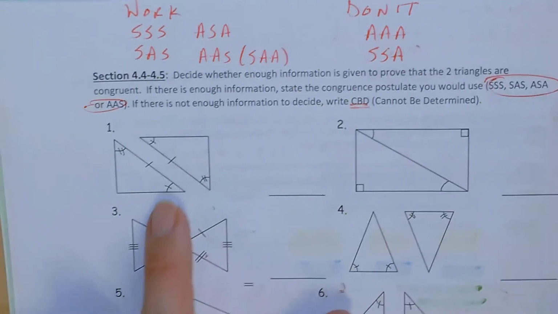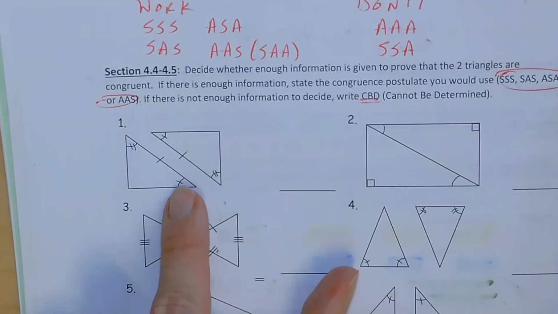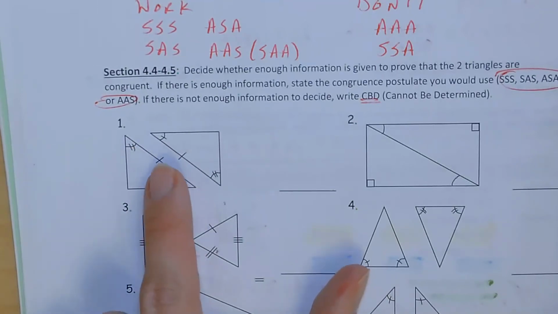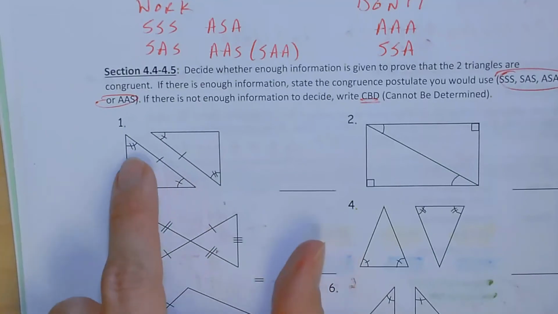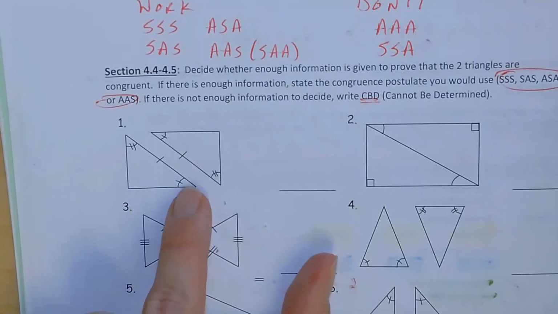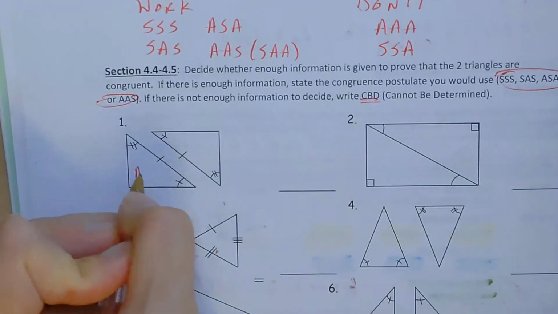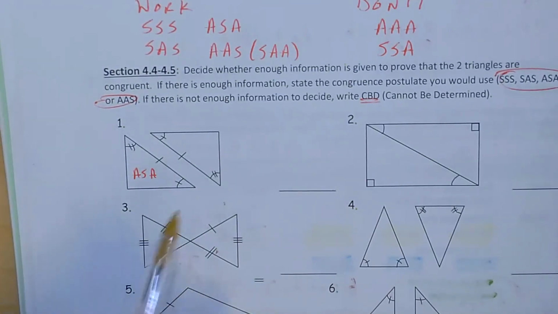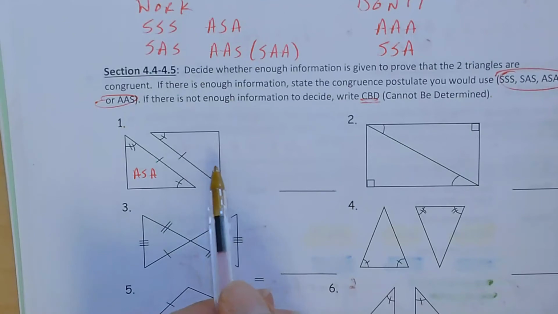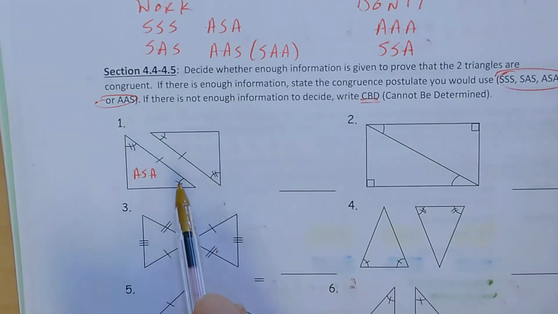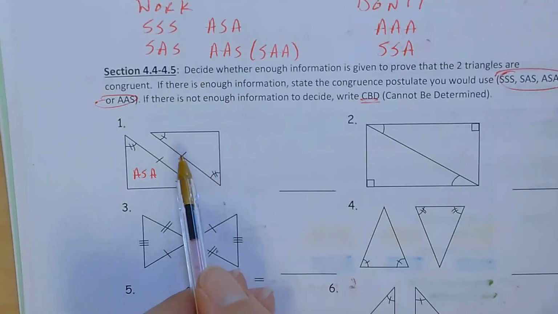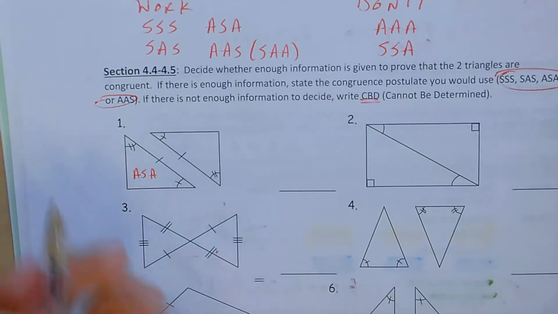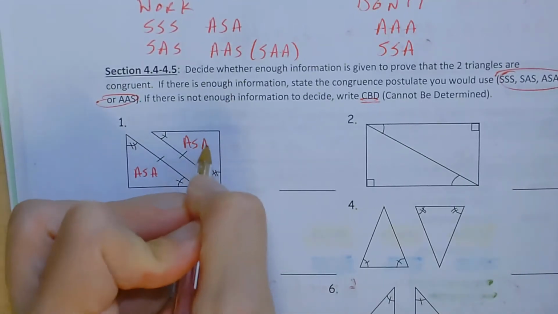All right, so let's look at number 1. We look at the first triangle and we see that we have 2 angles and a side in between. So the order that this is in would be angle, side, angle, because the side is between the two angles. So this triangle is an angle, side, angle. Now we're going to go to the other triangle and see if it's marked the exact same way as this one. Does it have two angles with a side in between that's marked? Yes, so this one is also ASA.